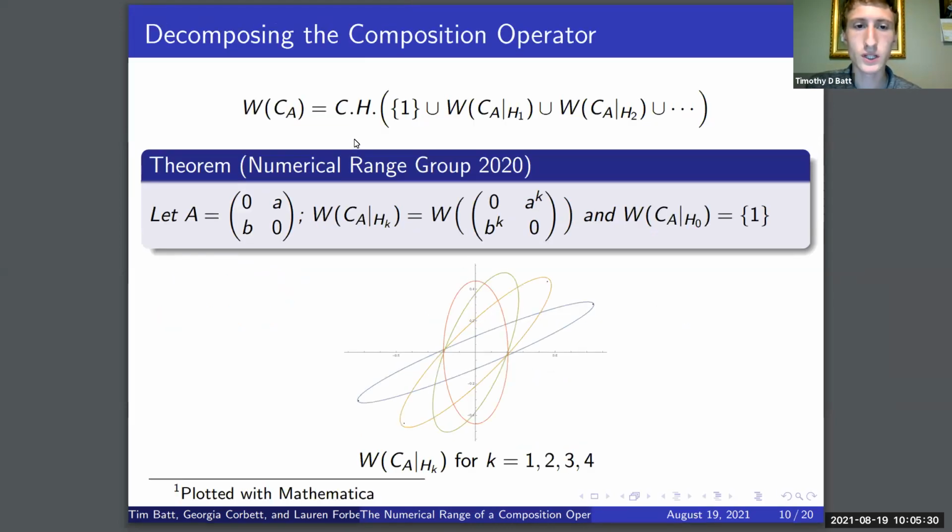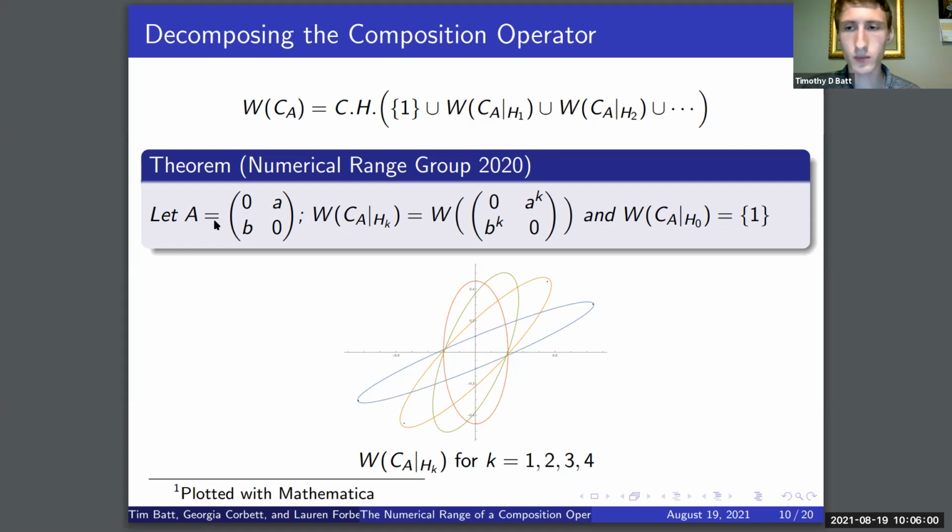So moving on to a decomposition of our numerical range, we recall that the composition operator itself can be broken up into different restrictions on these H spaces. So the numerical range of it equals the convex hull of the union of the point 1 with the numerical range of CA restricted to these homogeneous polynomials of degree 1 through infinity.